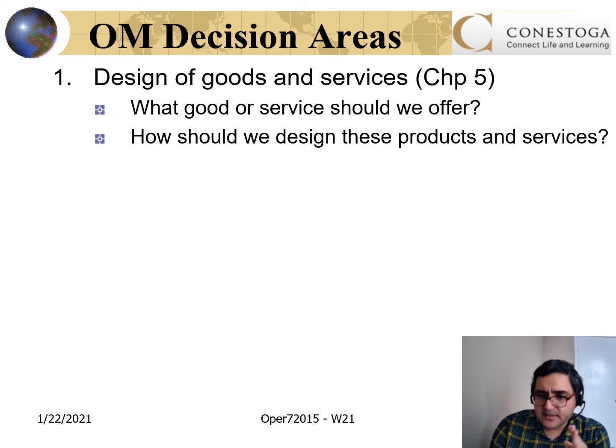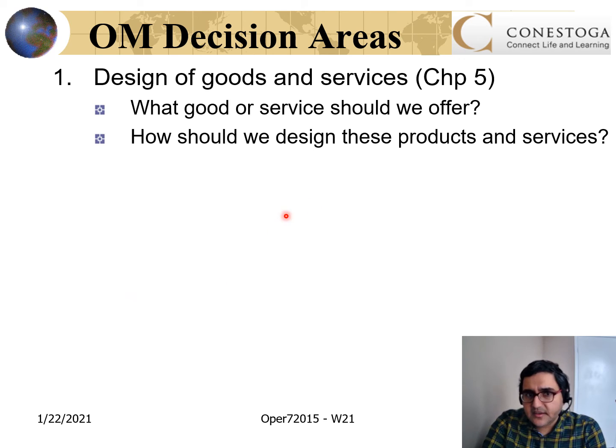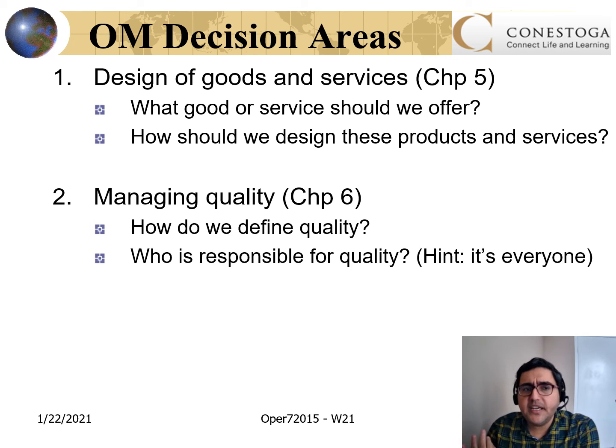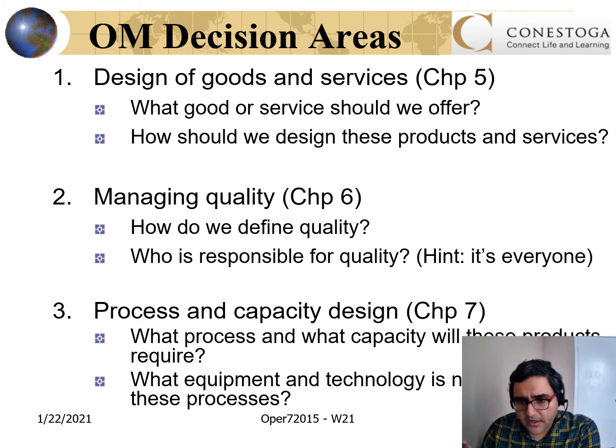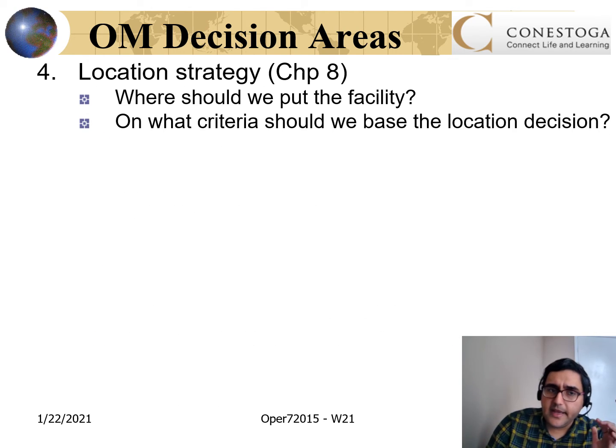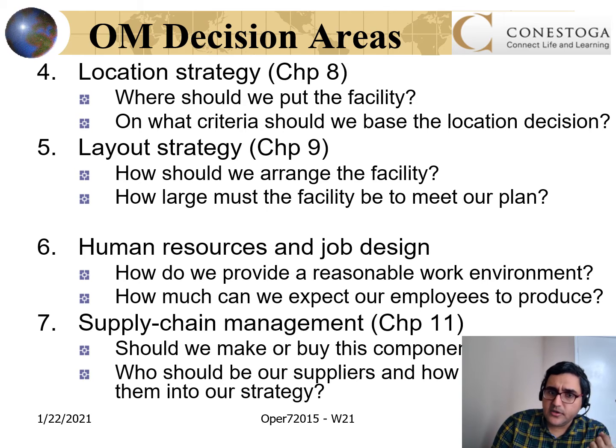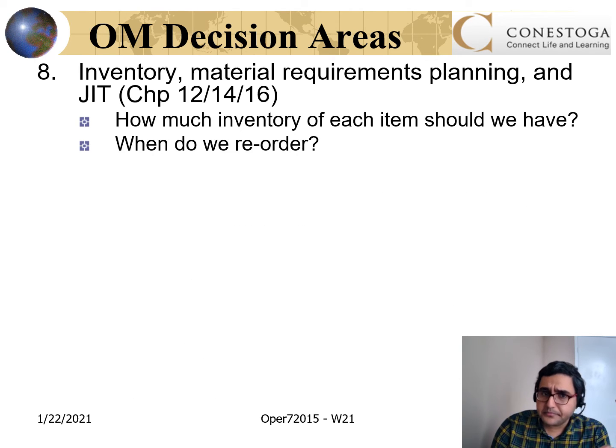So just trying to say that these things are being distributed. I'm not going to read out everything in the slides, but the various decision areas are being presented in each chapter. So we will be covering some of these in this particular semester. We'll be discussing goods, quality management, process capability design, and then location strategy, layout, human resource, which I might not be touching much, and supply chain, and so on.